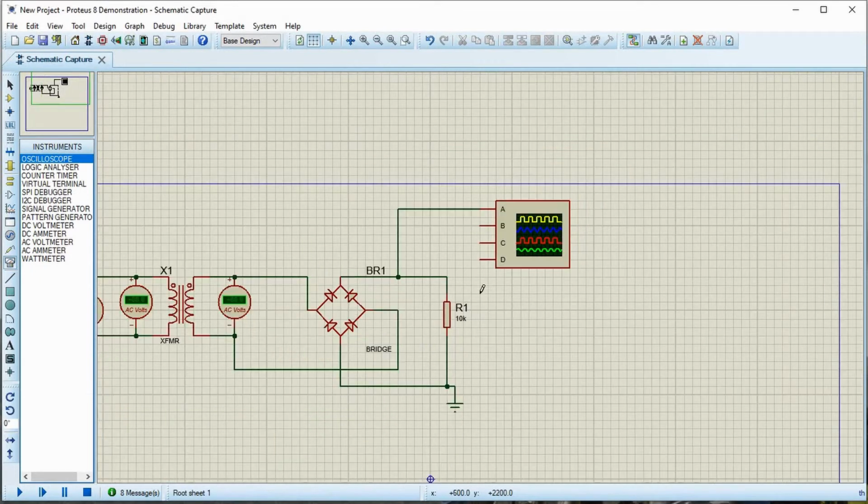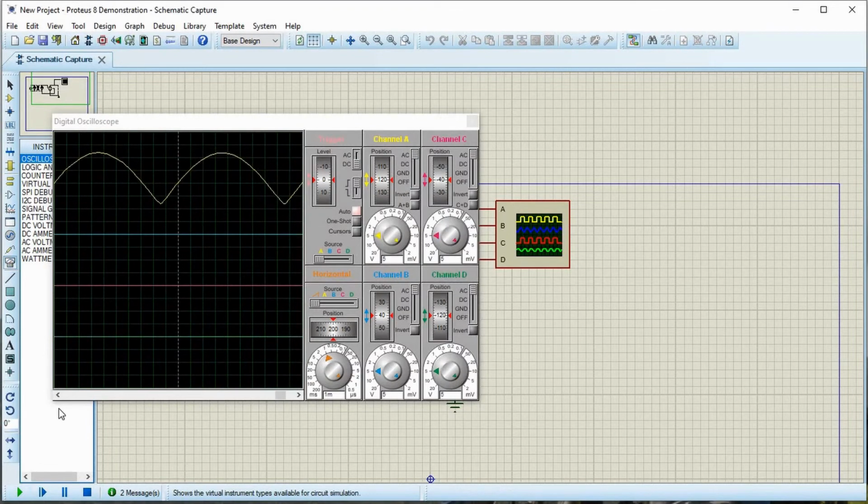See what is the waveform. So we have a full wave rectified output. So I'll do a tutorial on oscilloscope.